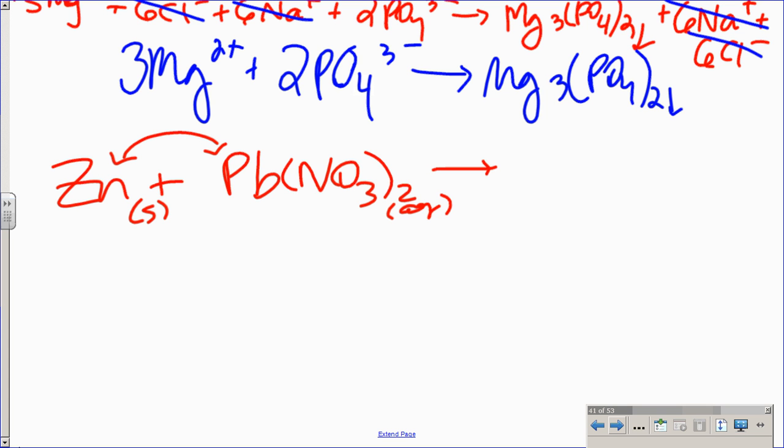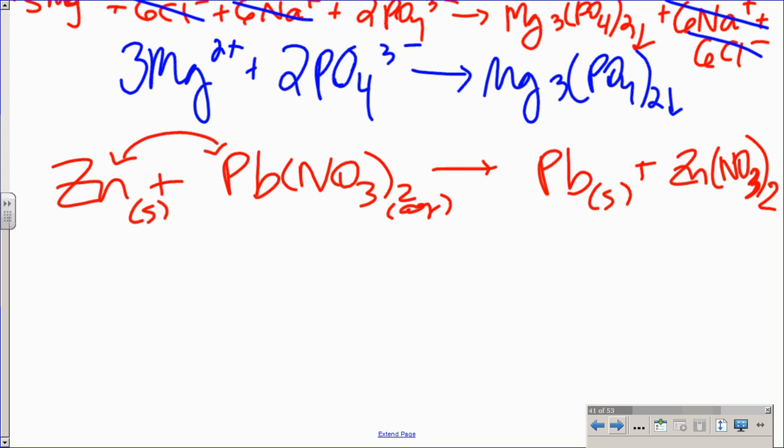Pb all by its lonesome, and zinc nitrate. How do you tell me the charge of zinc? 2. It's always a 2. So you put 2 subscript out here. Okay. So assuming lead is a solid, it's a metal, so it's going to be solid.